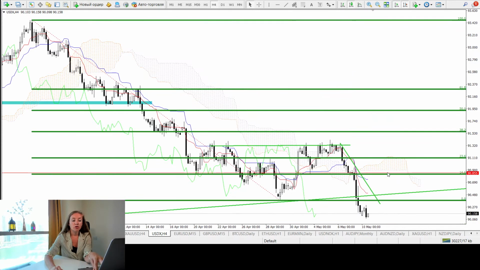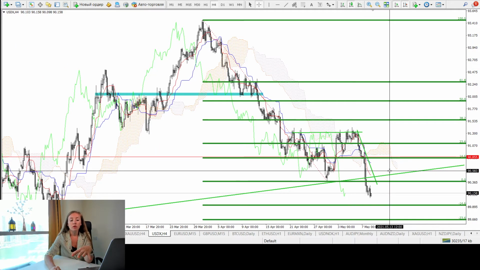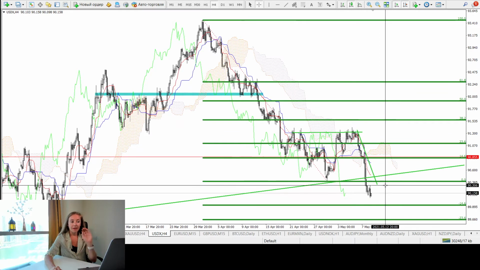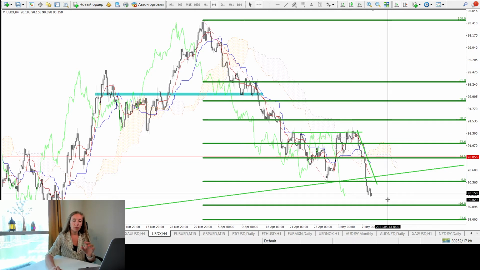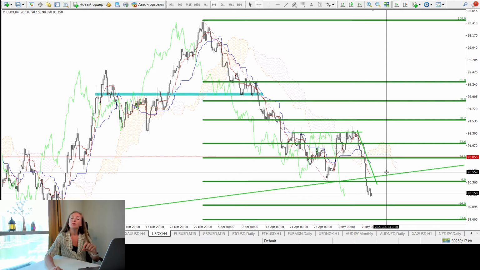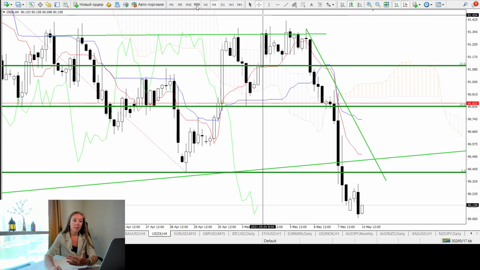If you enter the market right now and you just believe that it will go down, you have to put your stop loss above 90.58. That means that you can enter the market even right now. You are welcome, just do that. Your stop loss has to go above 90.55, just in case you don't catch it.